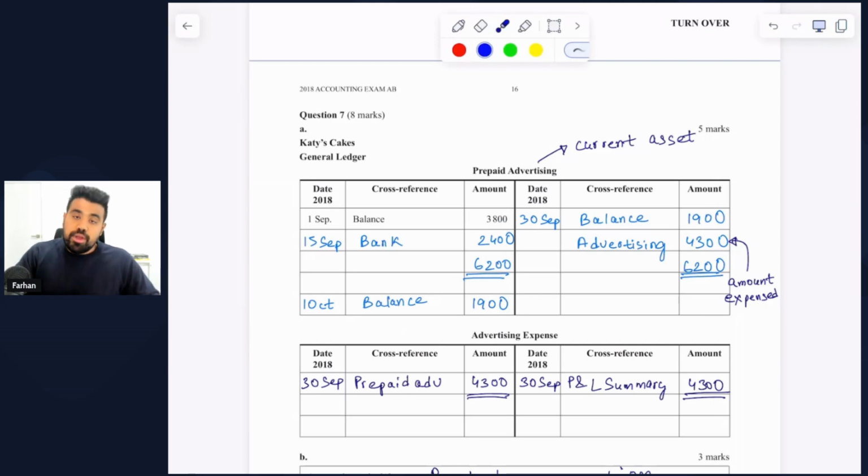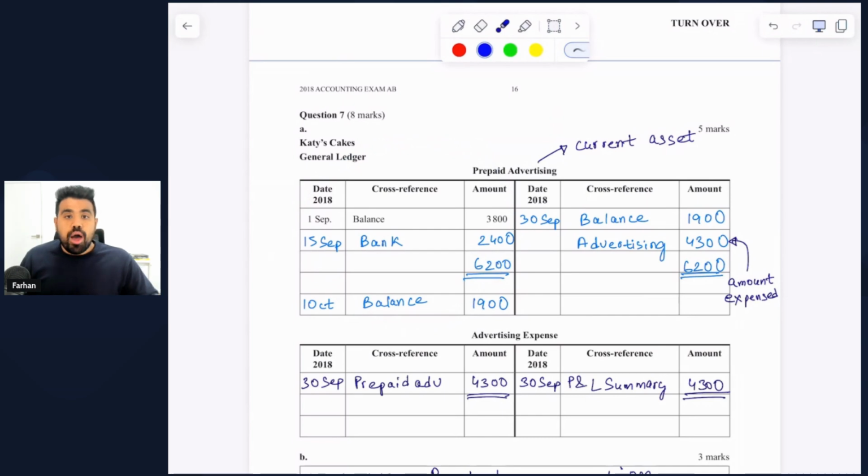So that is why within the prepaid advertising, you only include what actually relates to the prepaid advertising, and that is excluding GST of $2,400. So why are we showing this on the debit side though? The reason being because when we are paying for this prepaid advertising, we understand that this is for 3 months, which means our assets within the business in terms of advertising, which is prepaid advertising, are going up.